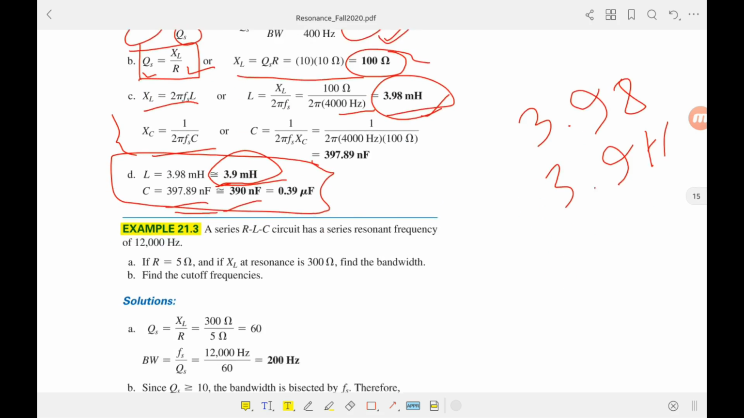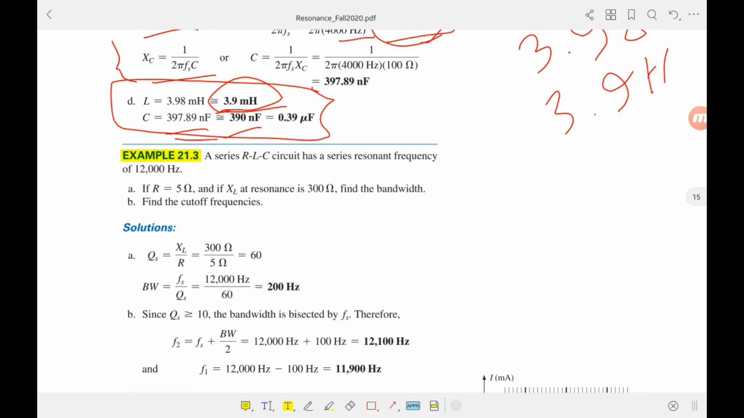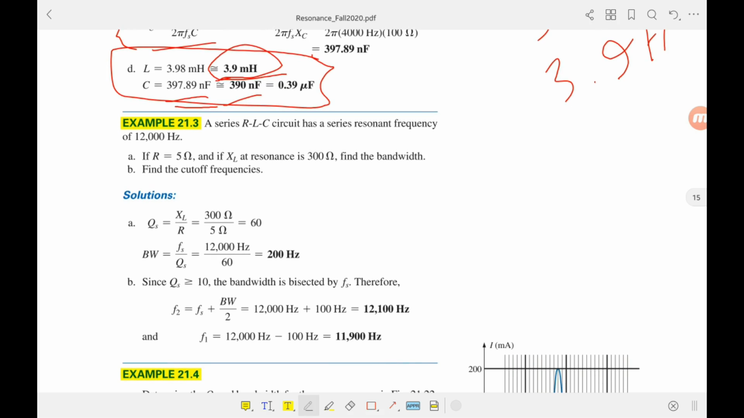Example 21.3. Here also the value of R and the resonance frequency are given, and you are asked to calculate the bandwidth. Bandwidth equals Fs over Qs. Fs was given, Qs was not, so you can calculate Qs equals XL over R. You can calculate the bandwidth later, and then find the cutoff frequencies, that means F1 and F2. Here Qs came 60.